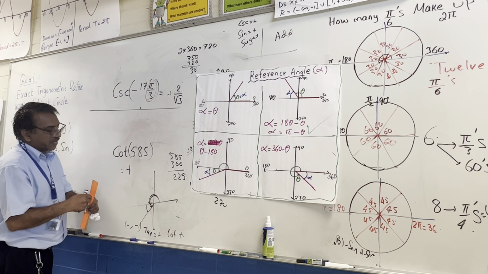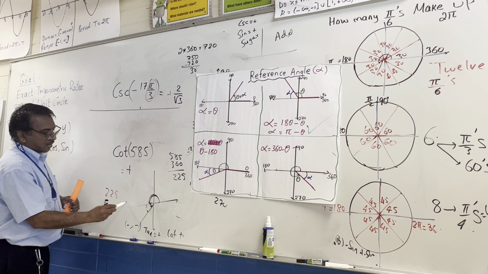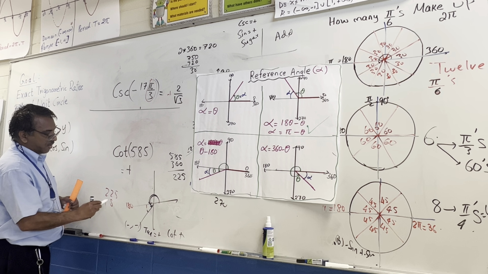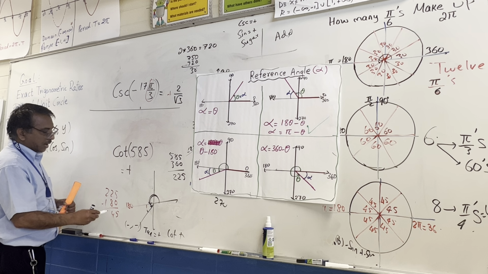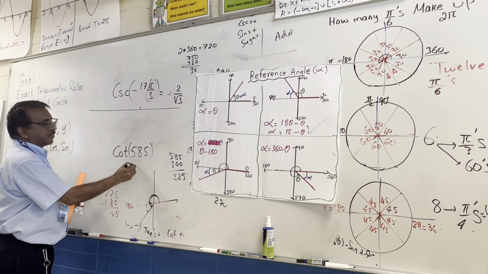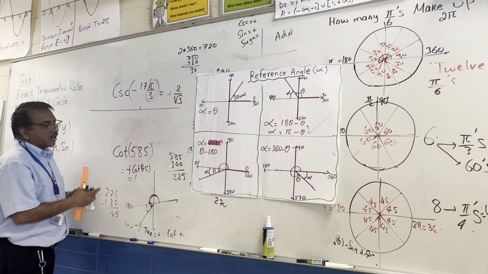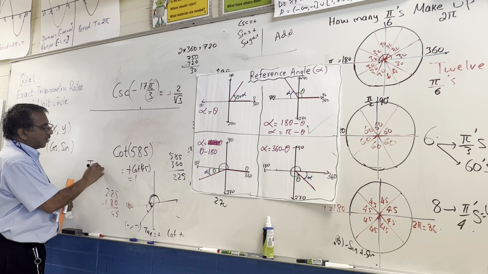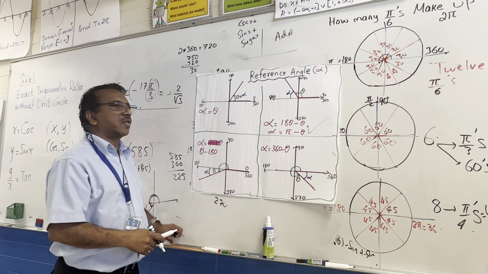And the reference angle will be, 225 and this is the 180 mark. So just take away 180 and you get 45. So this is like cotangent of 45, which is 1, because tan 45 is 1.